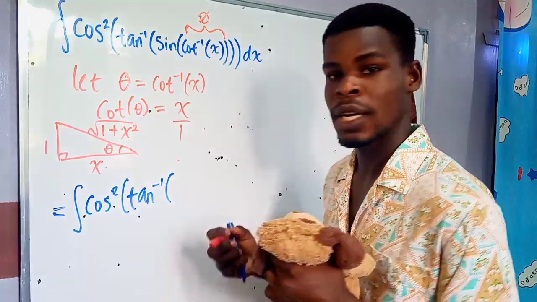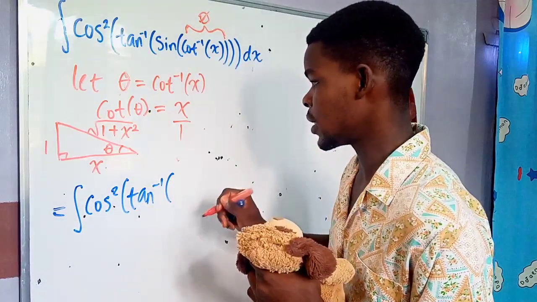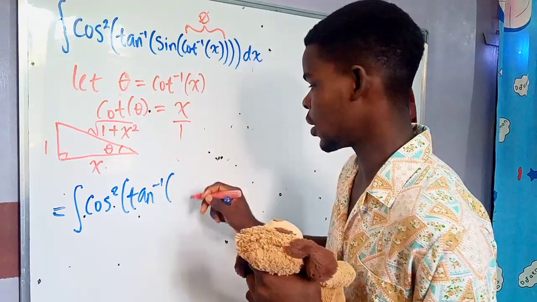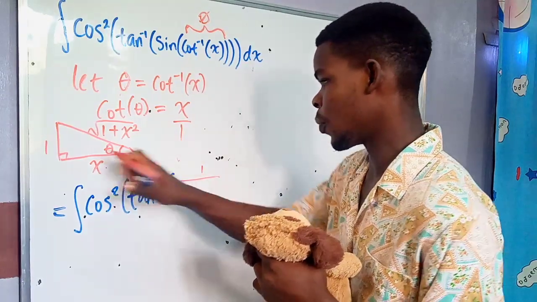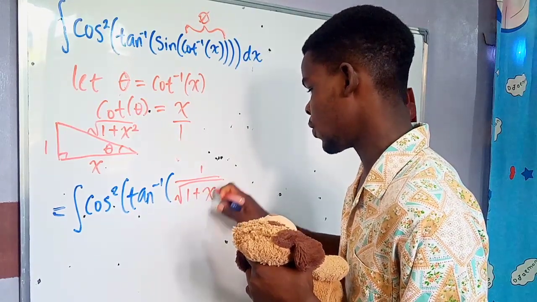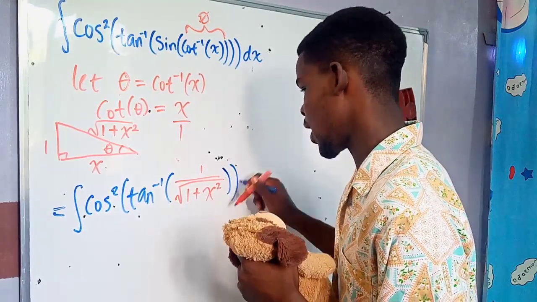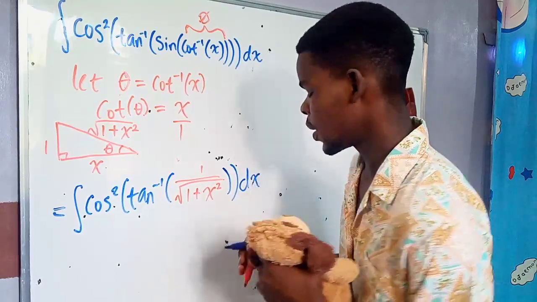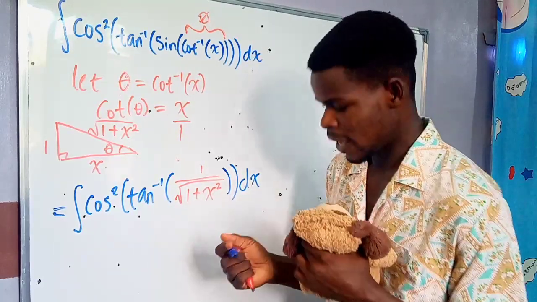That's what we get when we take sine of an angle in a right triangle. So that will be 1 over, opposite is 1, then the hypotenuse side is just the square root of 1 plus x squared, right? Okay, that's nice. And then we can put the dx over here.